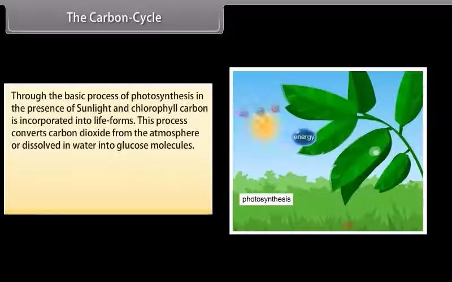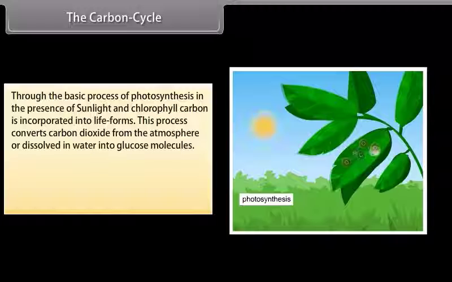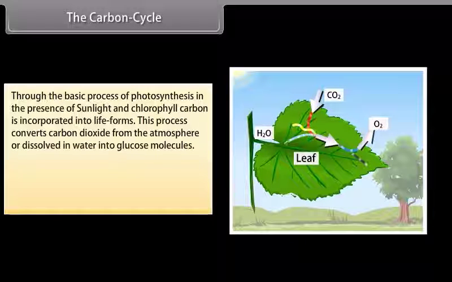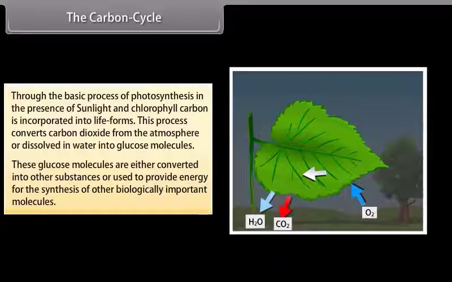Through the basic process of photosynthesis in the presence of sunlight and chlorophyll, carbon is incorporated into life forms. This process converts carbon dioxide from the atmosphere or dissolved in water into glucose molecules. These glucose molecules are either converted into other substances or used to provide energy for the synthesis of other biologically important molecules.